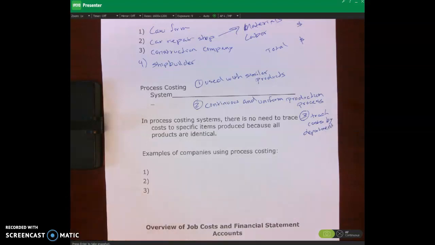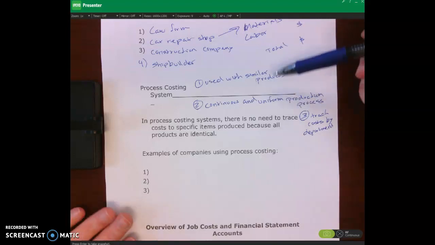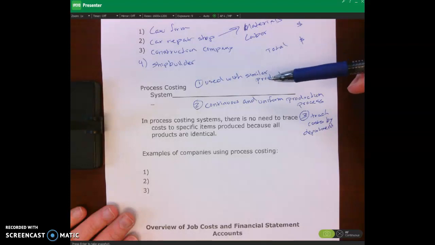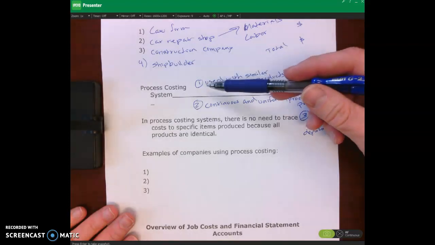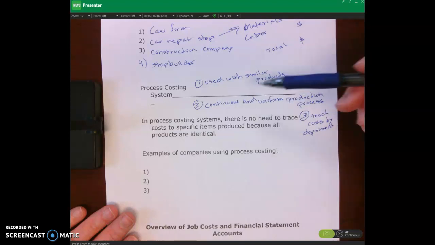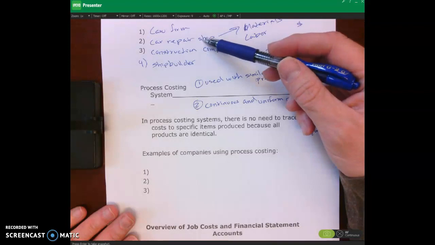So if we make soap, for example, a soap manufacturer would be a good example of a company that would use a process costing system. Yes, there are different types of soap, but it's still soap. Even though it might be lavender, vanilla types of soap, it's still soap. It's not nearly as different as a car repair shop.